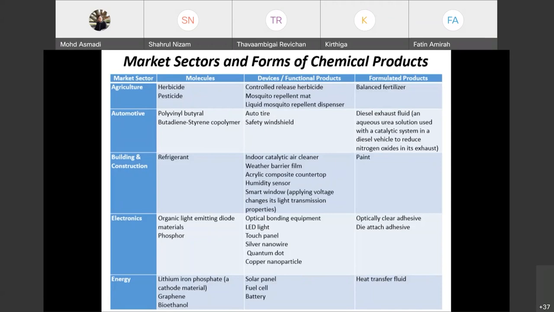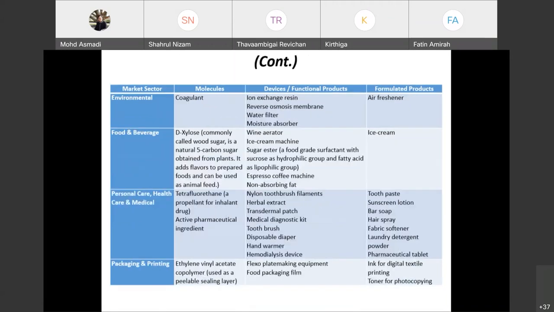So you can see here the market sectors: automotive, building, construction, electronics, energy, environmental, environmental coagulants. This one is to absorb and purify the water, coagulants or absorber. Then food, beverage, personal care, health and healthcare and medicals, like lotion, sunscreen lotion, toothpaste, and packaging and printing.